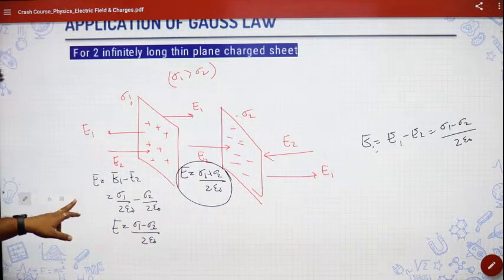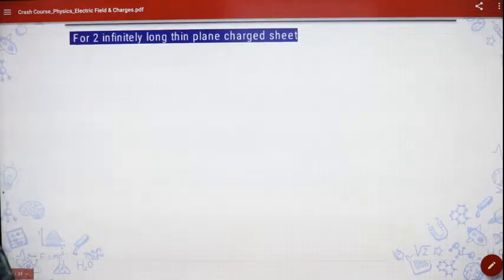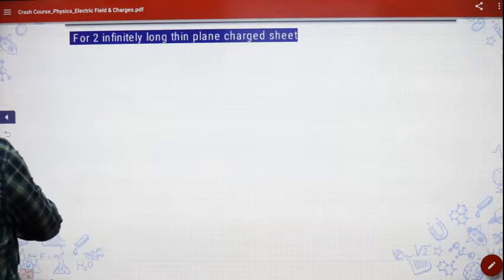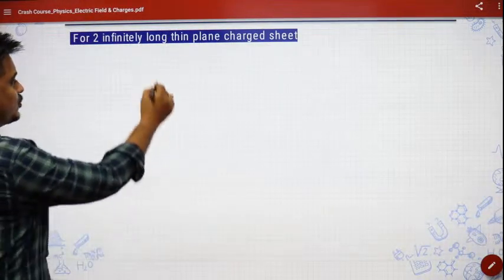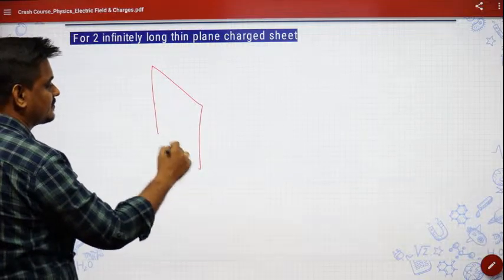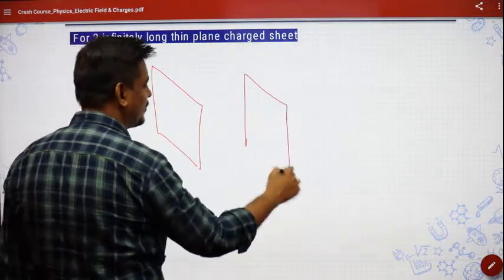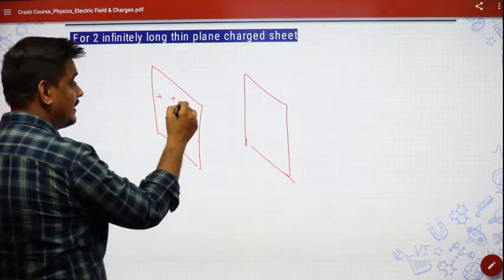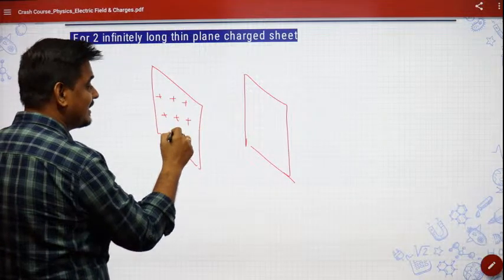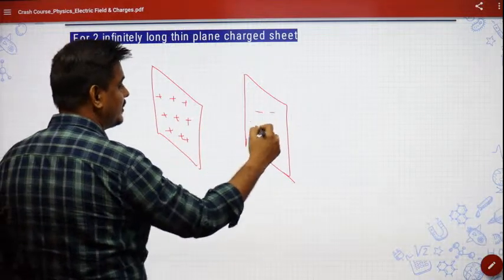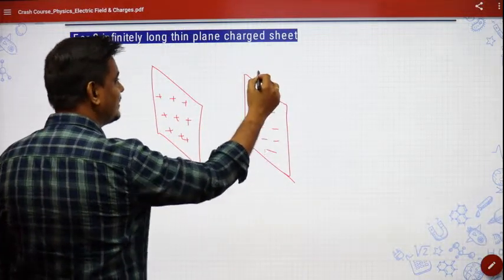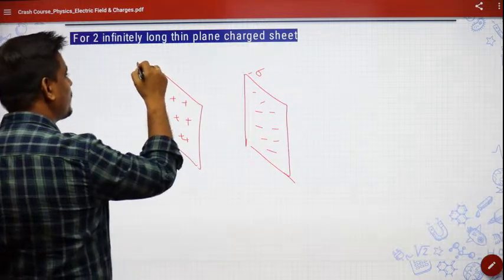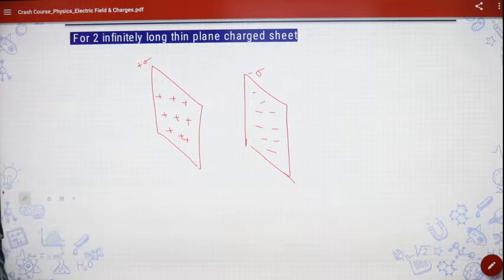One more condition is possible, that the charge densities are the same. So now what I am doing, I am keeping the charge density to be same. So I have these two plates, one plate here, one plate here. I mean, they are dissimilar charge, but I'm talking about charge density being the same. So let me assume like this, minus sigma, plus sigma. Interesting, let us see what happens.